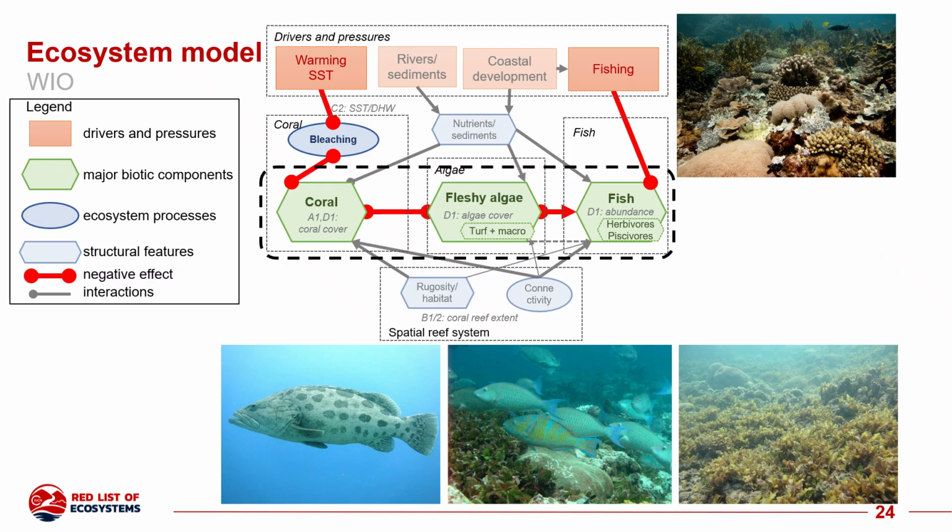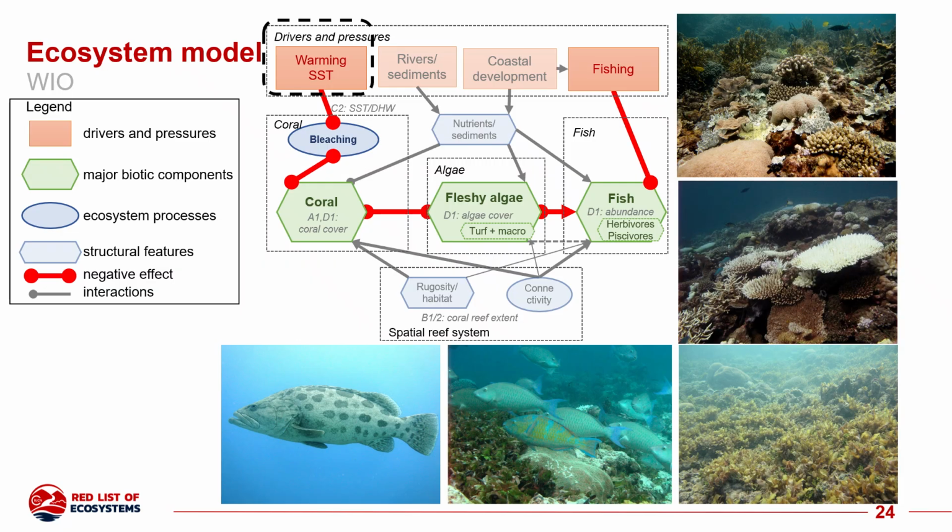In the Western Indian Ocean, major pressures such as ocean warming were formally assessed in the RLE process. Other pressures like sedimentation and coastal development were recognised as important and hence included in the model, but were not assessed due to data limitations across parts of the region. These threats were shown in grey. This helps to highlight data gaps and improvements that could be addressed in future assessments.